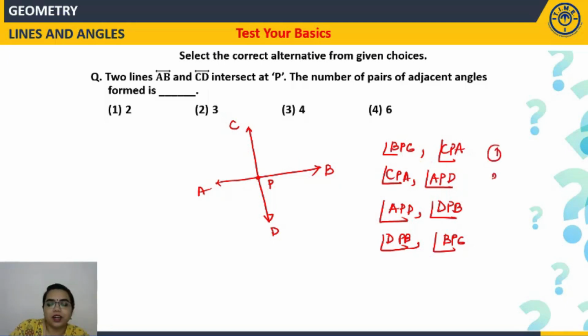So how many pairs can you see? You can see 1, 2, 3, 4 pairs of adjacent angles, and these are all the pairs that we have. So 4 pairs of adjacent angles. You can see it is there in choice 3. Is this clear to you? Right, let's see the next question.